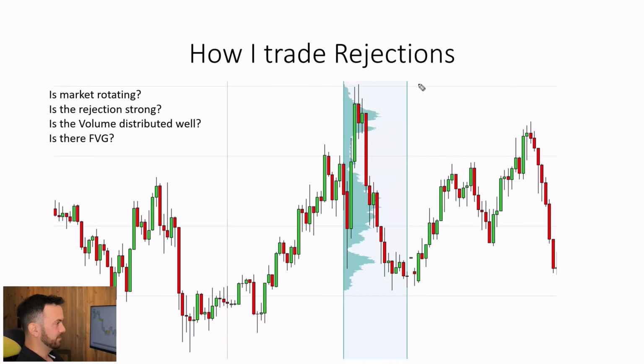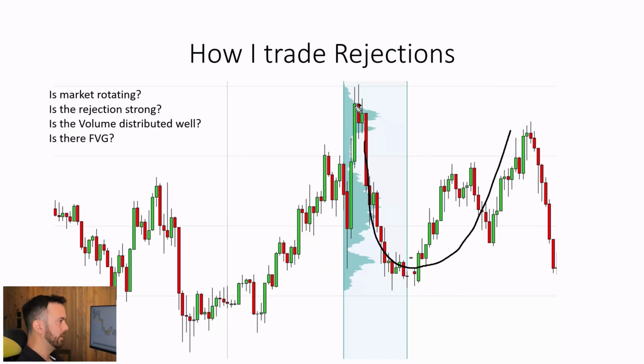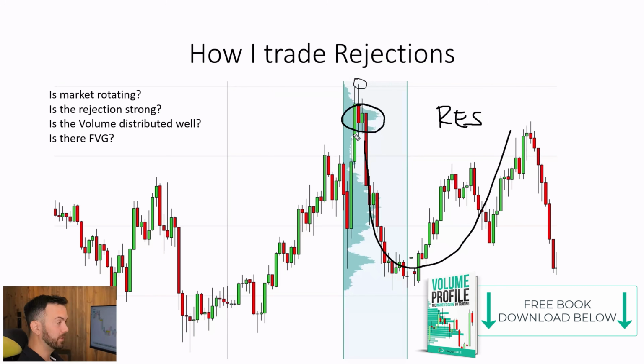So how do I trade it? After I spotted a good looking rejection, I want to see a pullback back into the zone where the heavy volumes were formed before. This is a resistance. For me, the resistance is not at the top of the rejection, it is the heavy volume zone. That's the most important zone because the heaviest volumes in that rejection were formed there, right? So that's the resistance I want to trade.